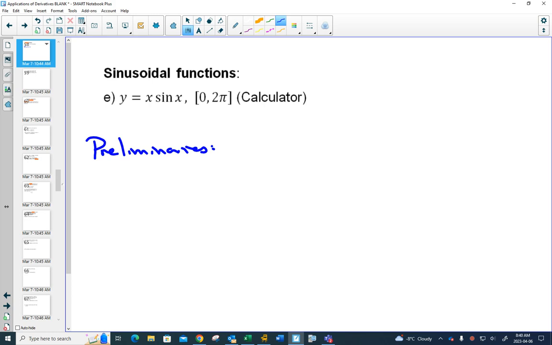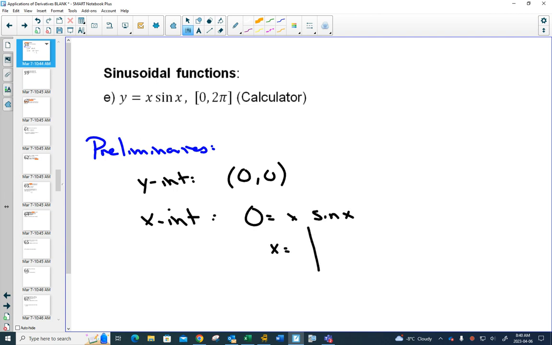All right, preliminaries. We will get our x-intercepts and y-intercepts. Of course, the y-intercept is the easiest. Then your x-intercept, plugging in 0 for y, and solving this. Now, sine x, if you think of your unit circle, there are lots of places on your unit circle where your y-coordinate is equal to 0, right? So we've got 0 and pi and 2 pi and 3 pi.